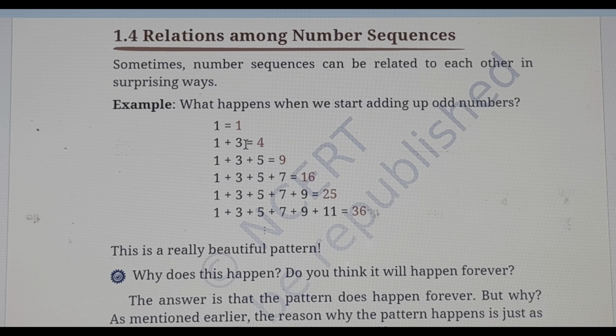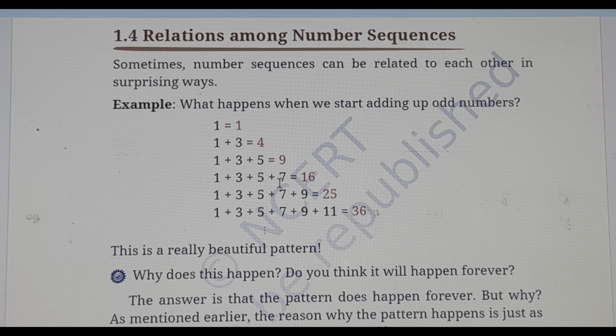Now when we add the first two odd numbers, 1 plus 3, we get 4. 1 plus 3 plus 5 we get 9. Now you observe the answer. Here the sum is 4, which is the second square number. Here 1 plus 3 plus 5 is 9, which is the third square number. Right? So similarly, if you go on adding all the odd numbers, you get the square numbers.